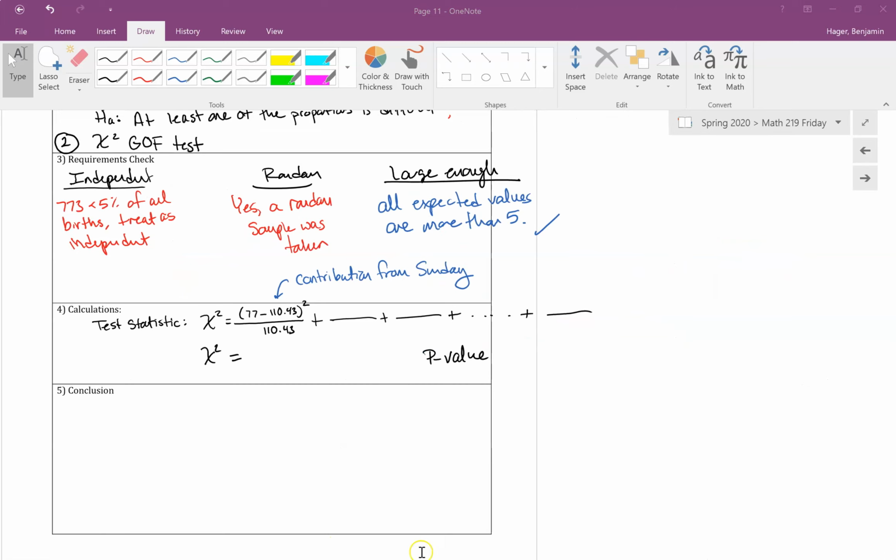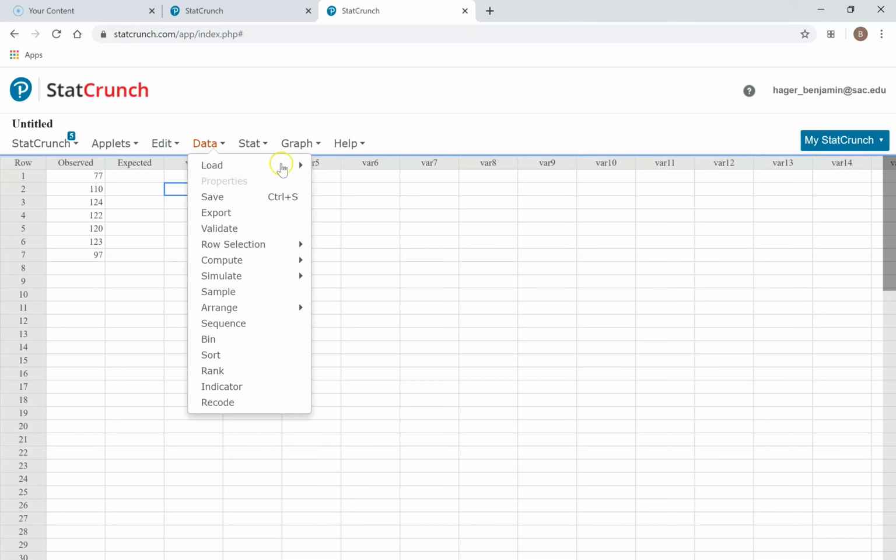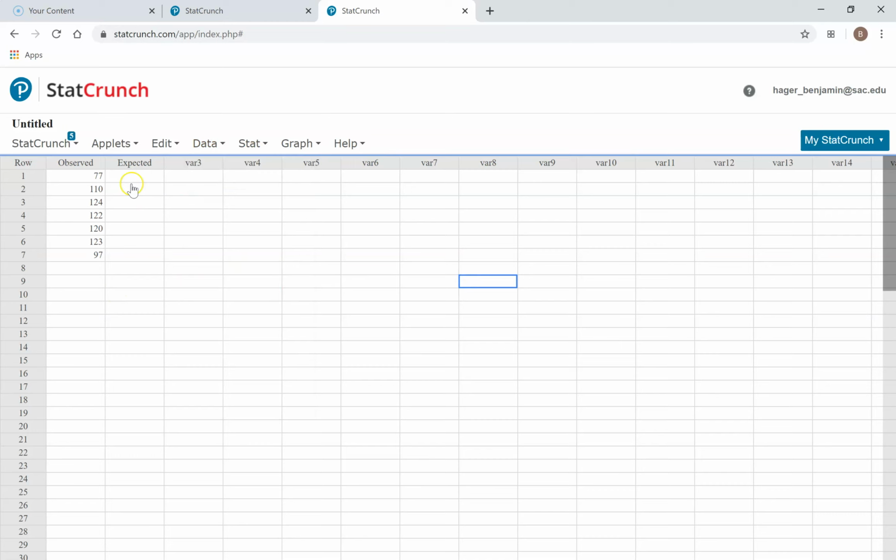Let's look at StatCrunch. If I open it up, what I did is I loaded my observed values for each day: Sunday, Monday, Tuesday, Wednesday, Thursday, Friday, Saturday. Those were the observed number of births for each day. Now, I could plug in the expected, 110.43 for each of them. I could do it relatively easily, copy and paste it all the way down, okay? But if you remember, on the goodness of fit test, there's also the feature to just click the button that says all the expected values are the same, that there's an equal distribution of these things. And that's what our assumption is, that they are equally distributed.